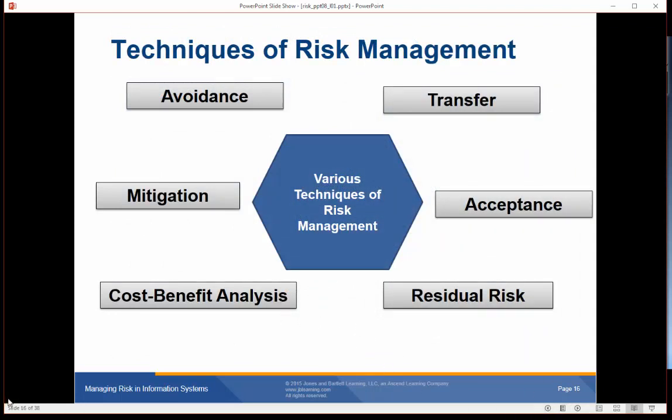And you'll probably hear me say this during the semester in other lectures. Basically the techniques of risk management: avoidance. What can we do to avoid the risk? Acceptance is how much are we willing to accept, or which risk are we willing to accept over others? Cost benefit analysis later on in the text and later lessons. In your labs, you will address the cost benefit analysis, residual risk.